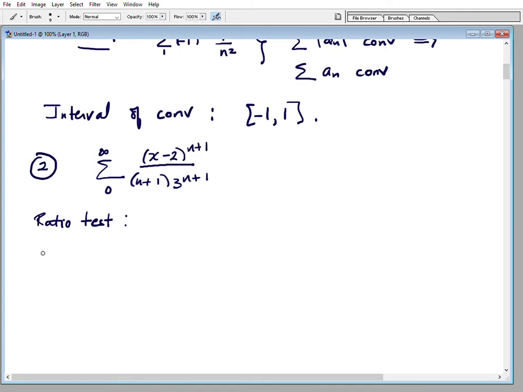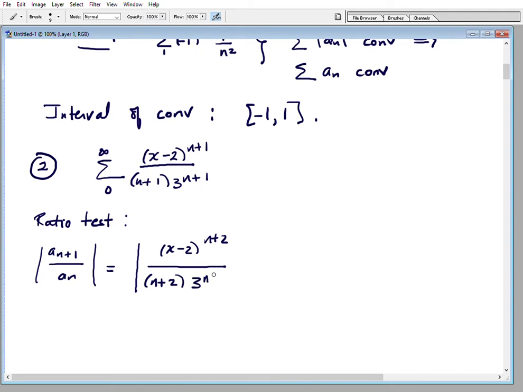Okay, so again, that's going to be a_(n+1) divided by a_n. So substitute in n + 1 here, and we have (x - 2)^(n+2). This goes up to n + 2 over here, and this will be 3^(n+2). And now, instead of dividing by a_n, we're multiplying by the reciprocal. Let's do that. So here's the reciprocal, n + 1, the reciprocal of this.